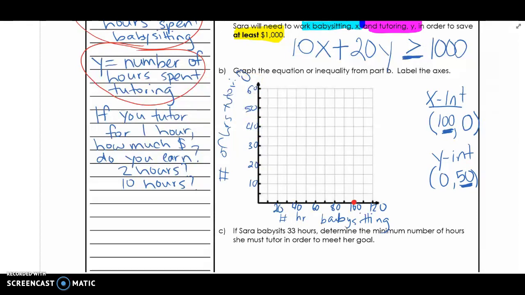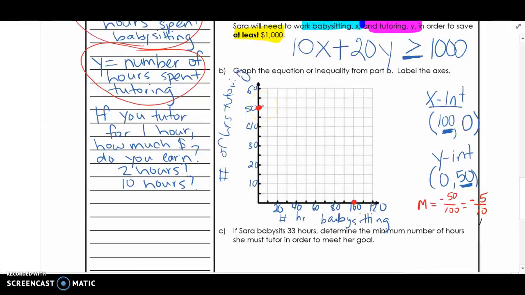And we know that the y-intercept is 0, 50. If we did the rate of change, we would see that we have to go down 50 over 100 for the rise over run. So the slope would be negative 50 over 100, which simplifies to negative 5 over 10, which works perfect with my scale.